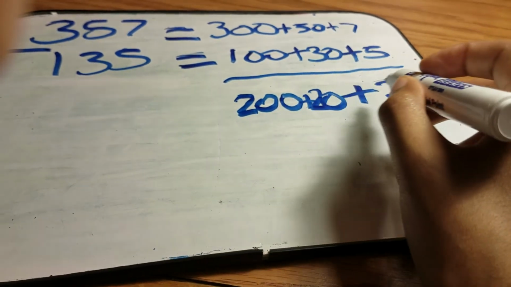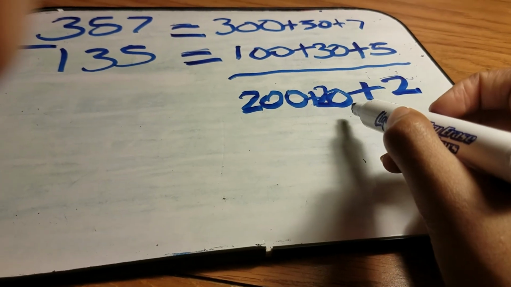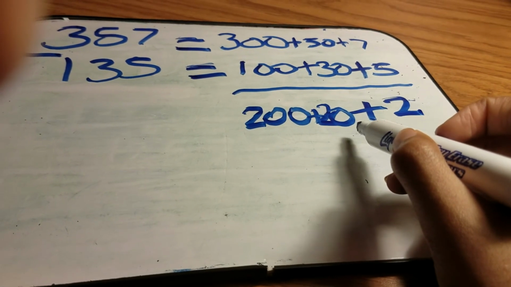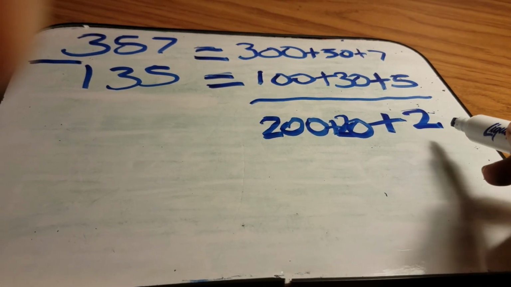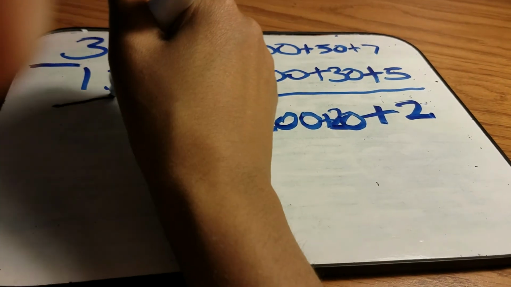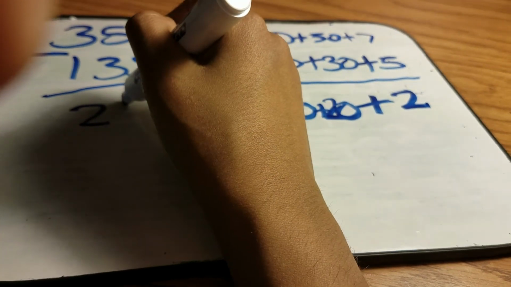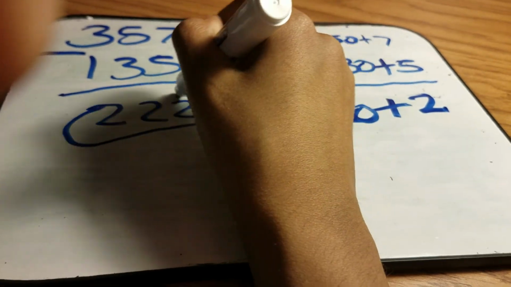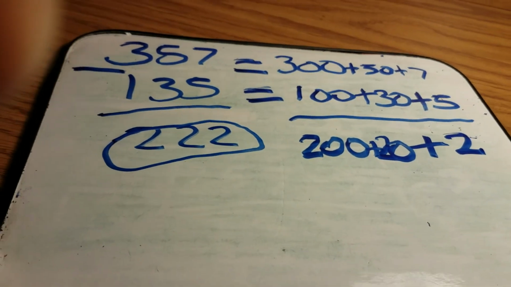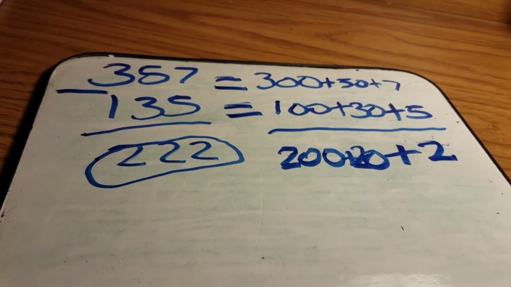So we're going to add this together in order to figure out what our final answer is. 200 plus 20 is 220, plus 2 more is 222. So our complete final answer is 222. And that is how you use place value to subtract 3-digit numbers.